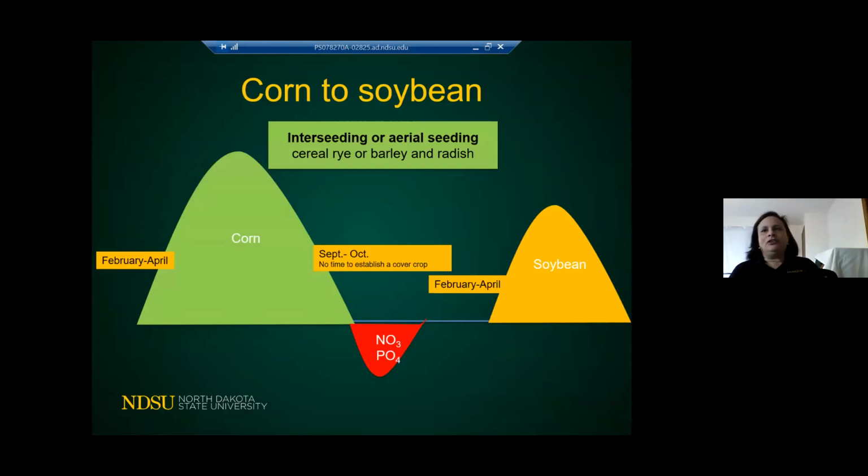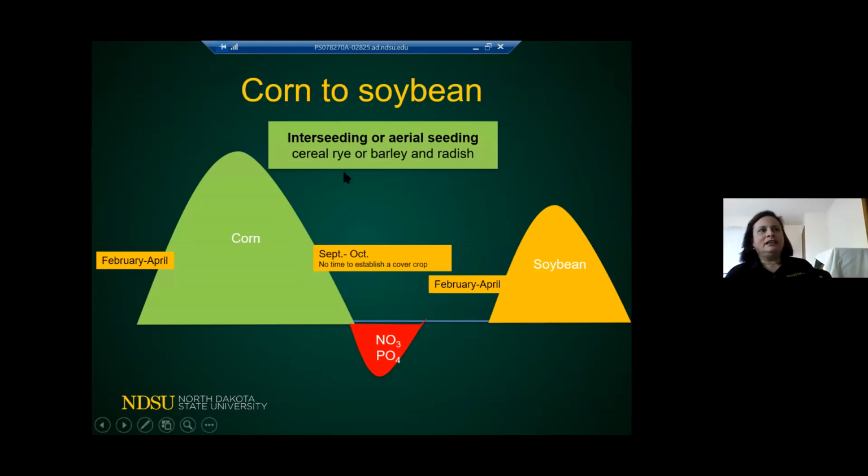Now the corn to soybean, and it's a common sequence, is complicated because corn harvest is too late. And some years, like last year, we didn't even get it, right? There's still a lot of fields with corn. And so you can't really plant a cover crop after corn harvest because most years you're not going to have a season after corn harvest. So here is where a lot of the work on interseeding has been done.